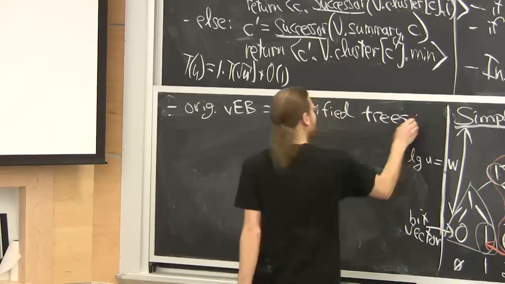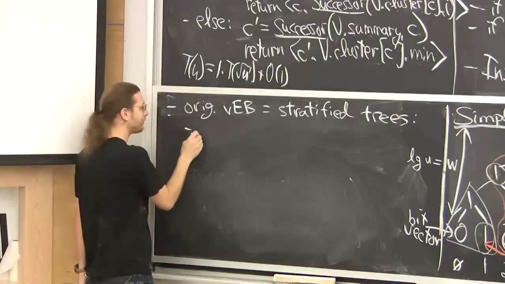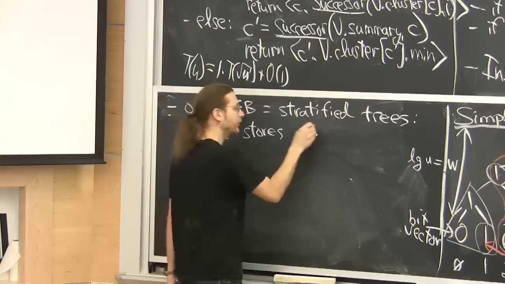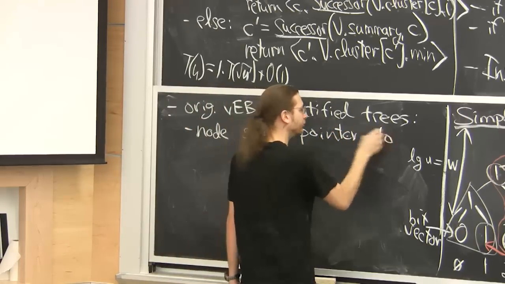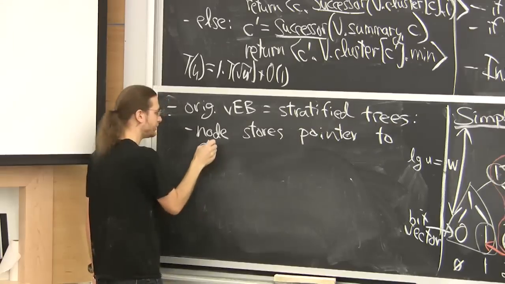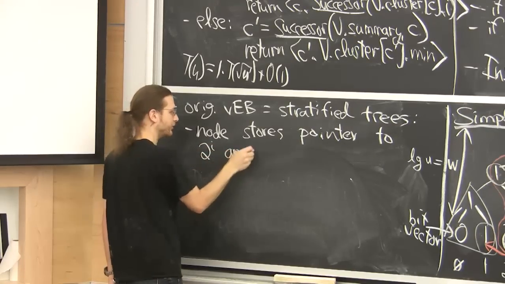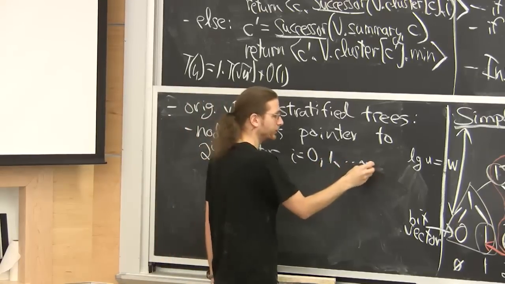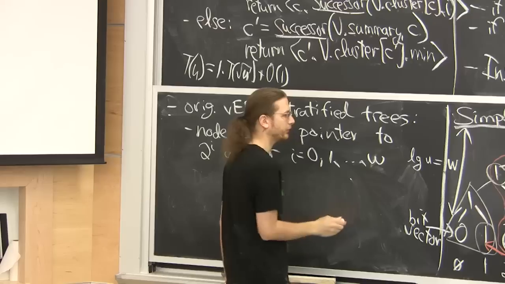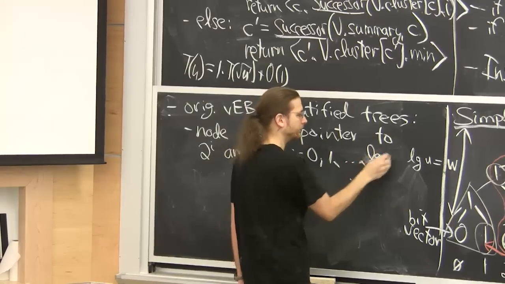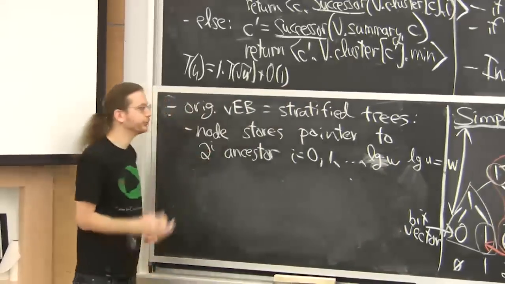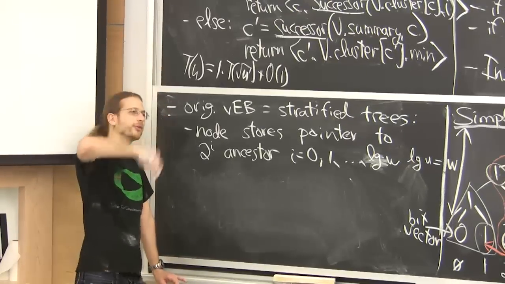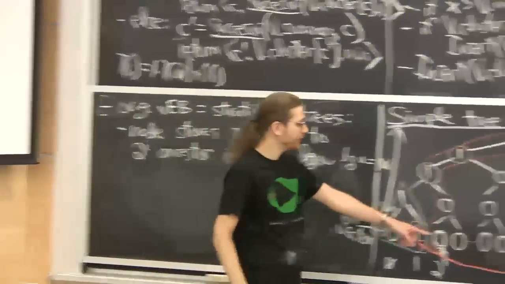So in particular, every node stores a pointer to the 2 to the ith ancestor, where i is 0, 1 up to log w, because there's the 2 to the here. So you get the ancestor immediately above me, 2 steps above me, 4 steps above me, 8 steps above me. That's what I really need to do this binary search.